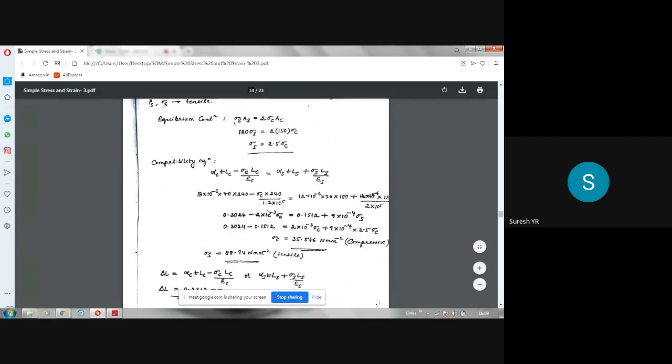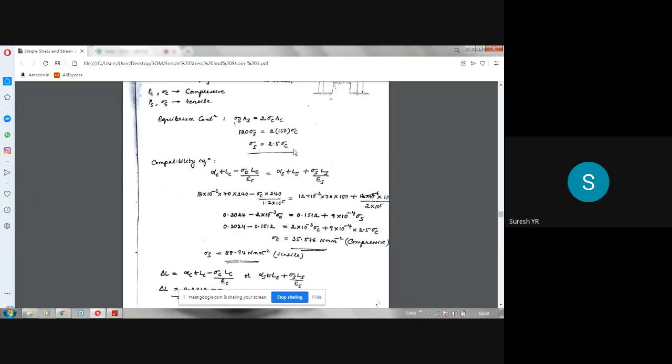Now we have to solve these two equations. Two unknowns are there, sigma S and sigma C. So to solve that, substitute for sigma S as 2.5 sigma C in this equation and simplify. You will get only one unknown, sigma C, which is going to be 35.576 something Newton per mm square. This is compressive. So this stress is compressive stress. Now put that value here, 2.5 times this will give the stress in steel, which is tensile.